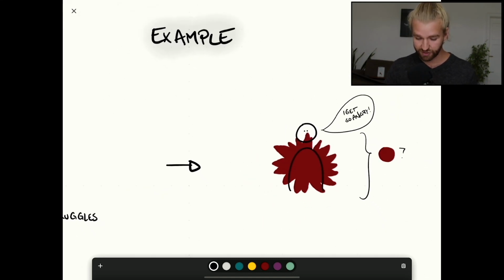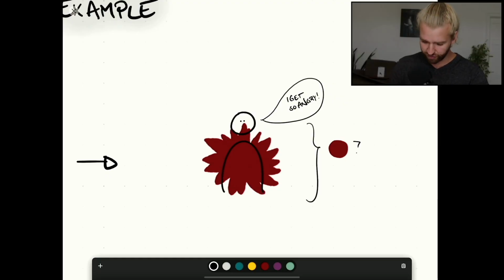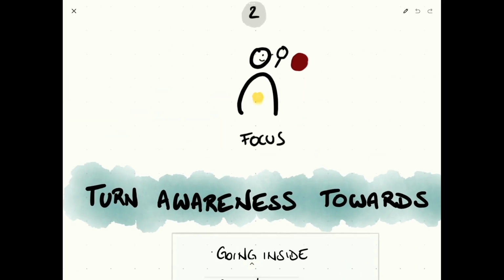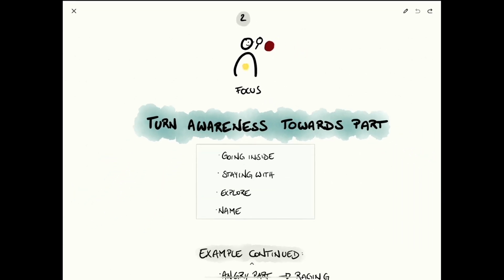And step 1 of the process in finding parts is to figure out with her, is it okay if we relate to that anger as a part? Is it okay for her that we explore that as a part? And in this example, she's okay with exploring the anger as an angry part. If the client is going along with that and she can identify a part, relate to that as a part, we go to step number 2, which is focusing. This is the step of focusing on the part we just identified, or turning our awareness towards that part.